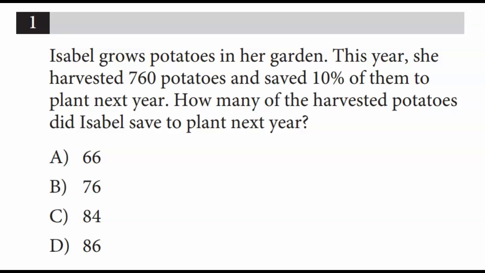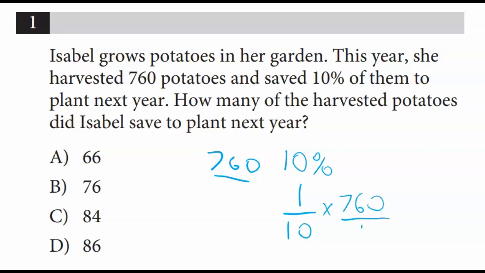All right. Well, she harvested 760 potatoes and she plants 10% of them for the next year. So what is 10% of 760? Well, 10% is 1/10. So if we do that times the 760, we do that over 1, we can cross out these zeros. We end up with 76 over 1. And so the correct answer is B for number 1.